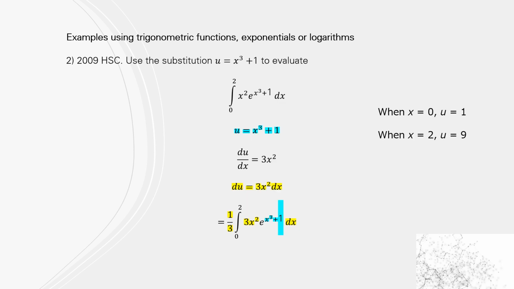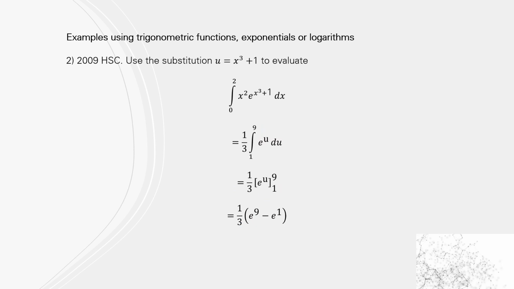Use the substitution of x cubed plus 1 for u. Differentiating that, you get 3x squared. Now, once again, we need a 3x squared, so we're going to put a third out the front. When x equals 0, u equals 1, and when x equals 2, u equals 9. So we're now going to integrate from 1 to 9. So we get the integral from 1 to 9 of e to the u with a third out the front. e to the u integrates to e to the u. Subbing in 9 minus subbing in 1, you get a third outside of e to the 9 minus e to the 1, once again as an exact answer.